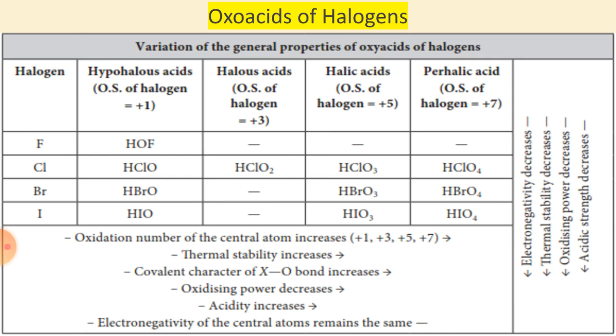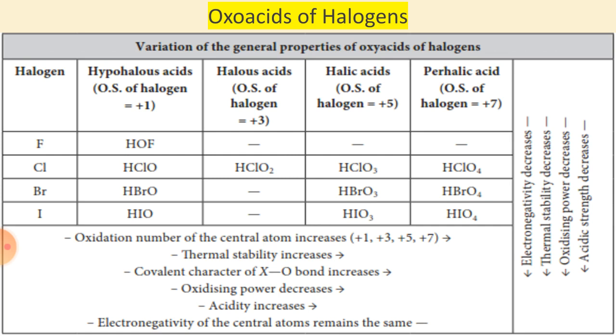Then perhalic acid, the oxidation state of halogen is plus 7. Look at here, the oxo acid formed by Cl, Br, I: HClO4, HBrO4, HIO4. So this you have to note down. Now find the change from left to right in this table.